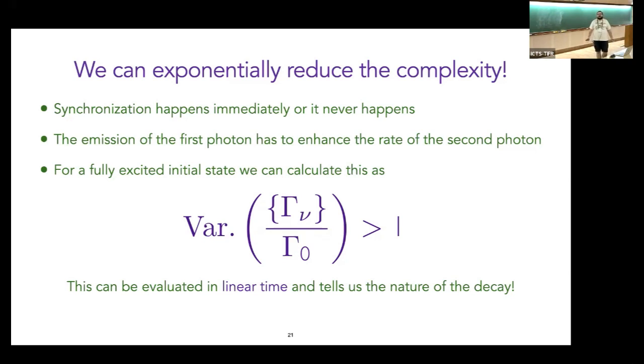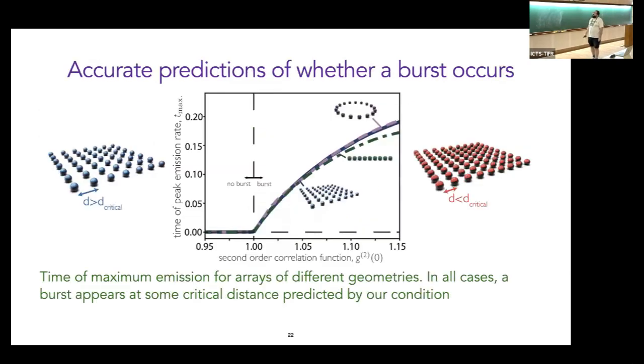At the cost of we're no longer going to be able to generate full dynamics, we're just going to be able to generate this binary piece of information characterizing my decay as either a superradiant burst or monotonic decay. We can check that this is true.